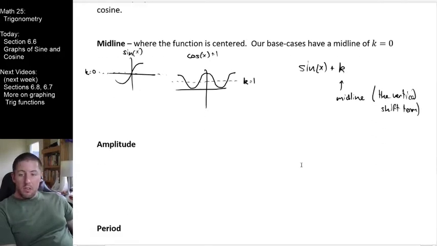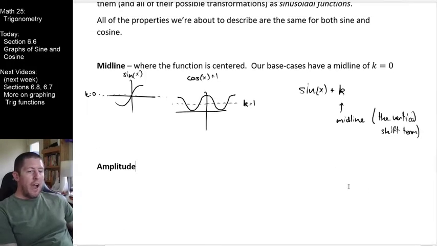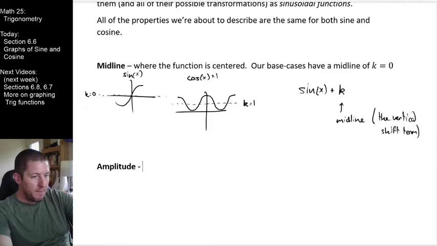The reason I shifted these around is because it's hard for me to define amplitude without using the word midline. This is the distance our graph goes up and down from the midline.